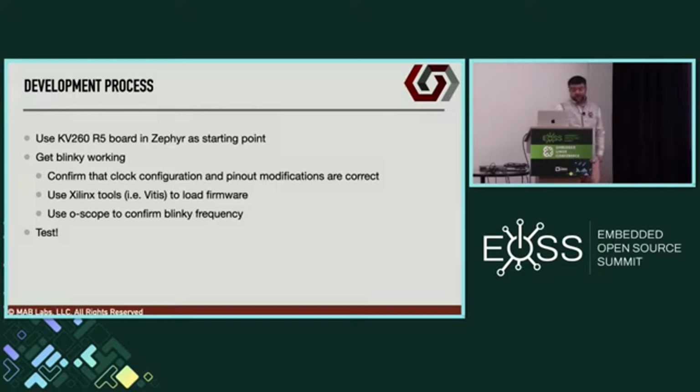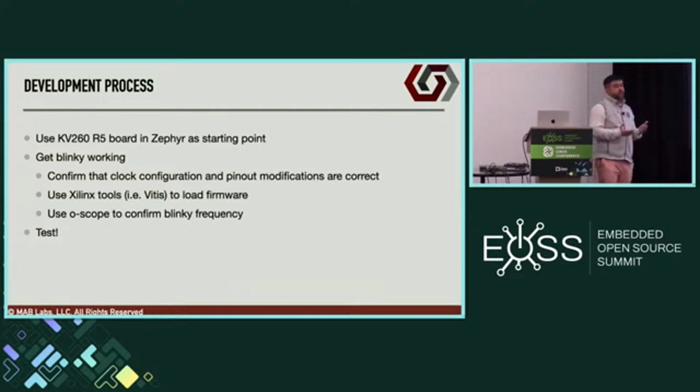So how did I get started with this? There's not a Digilent board in Zephyr at the moment, so I tried to find something that was close enough, and I found the Kria KV260 R5 board that is present in Zephyr, and I used that as a starting point. The first thing that I did was I wanted to make sure that my pinouts were correct, my clock configurations were correct, right? And I just got Blinky working, essentially.